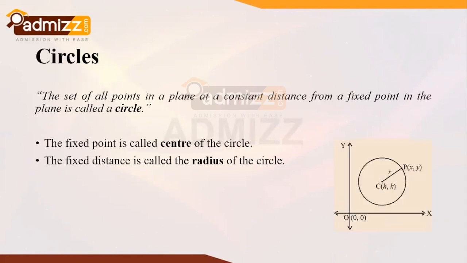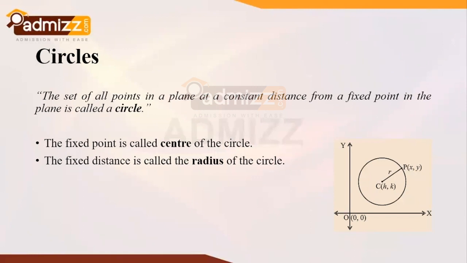Now let's proceed our discussion with the next part of the chapter, that is circles. So in coordinate geometry 1, the next fundamental we'll be looking at is the circles. In straight lines, whatever fundamentals were necessary to be discussed, we have already discussed. Now let's proceed ahead with the circles discussion.